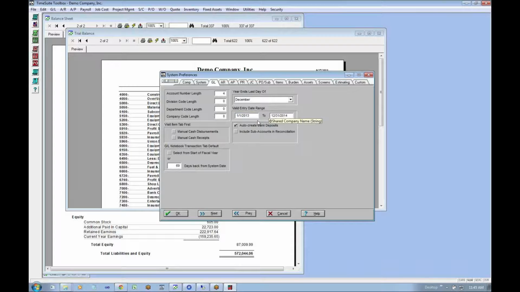So you might post a date as of January 10th, 2013, but what you really meant was January 10th, 2014. Okay, so that can be really confusing. We get support calls sometimes when people say, my transaction just disappeared. So it didn't disappear, it went into the prior year. So be careful with that concept.